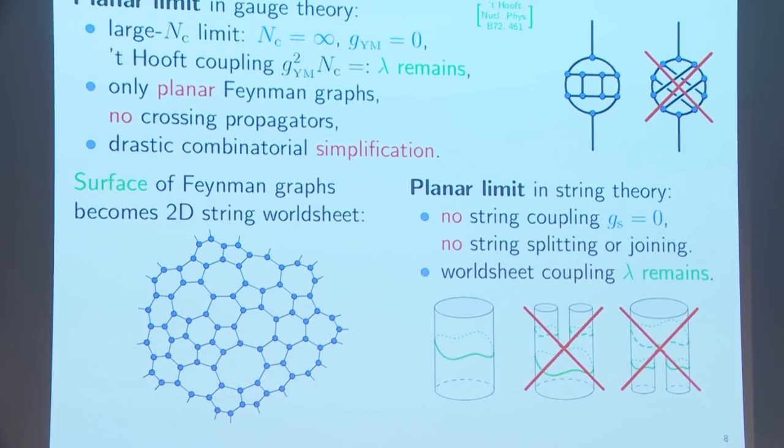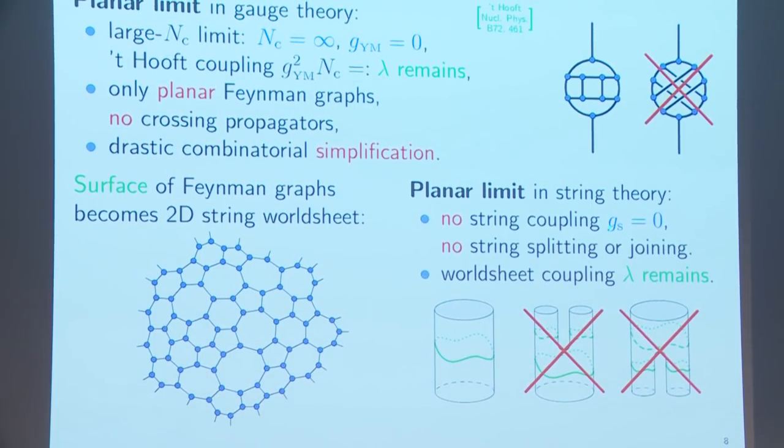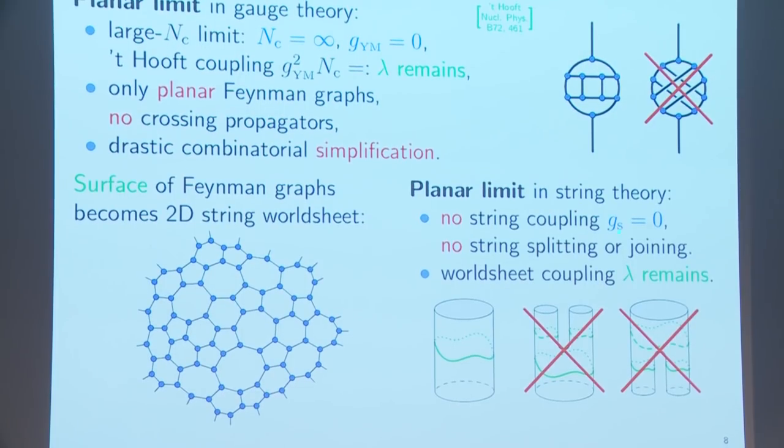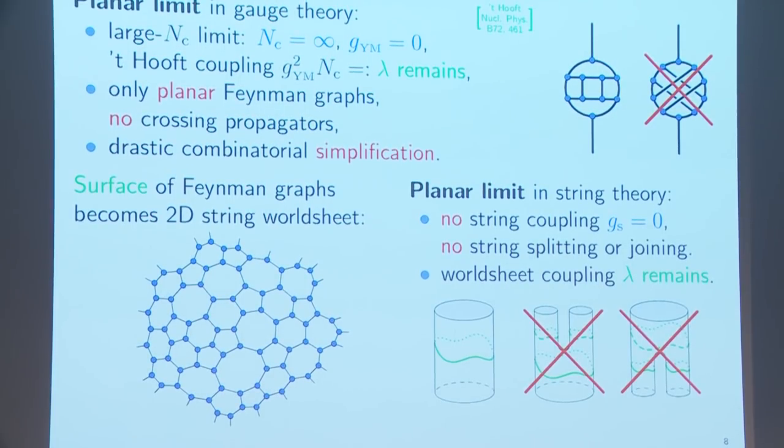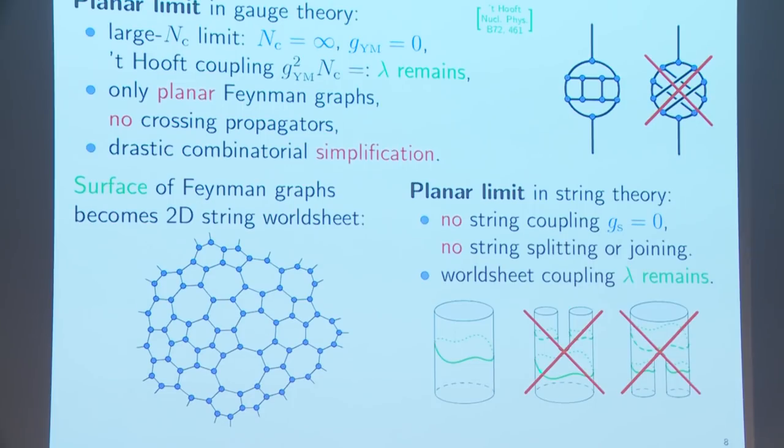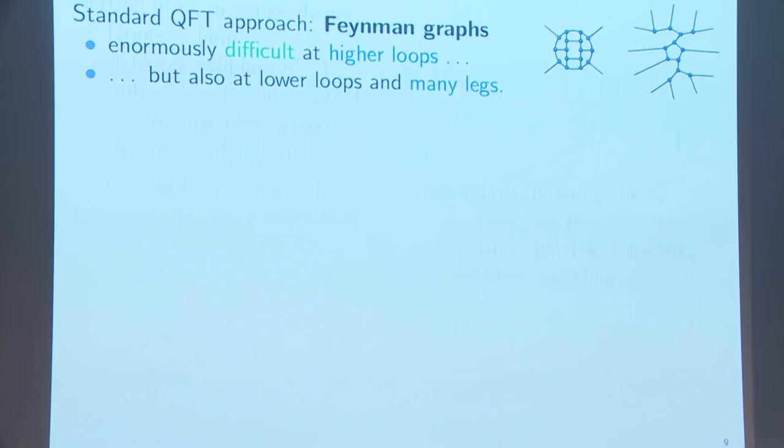And then in string theory, you get the same limit by sending the string coupling constant to zero. And that means strings will never split or join. And the world sheet will always have a trivial topology, typically a cylinder or maybe just a disk. But you will never encounter some splitting or joining of strings. Pair of pants surfaces or surfaces of higher genus, those would typically be suppressed.